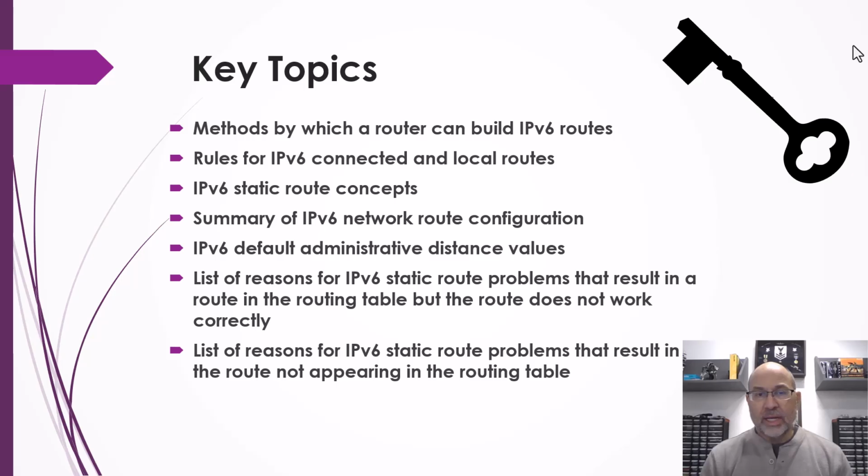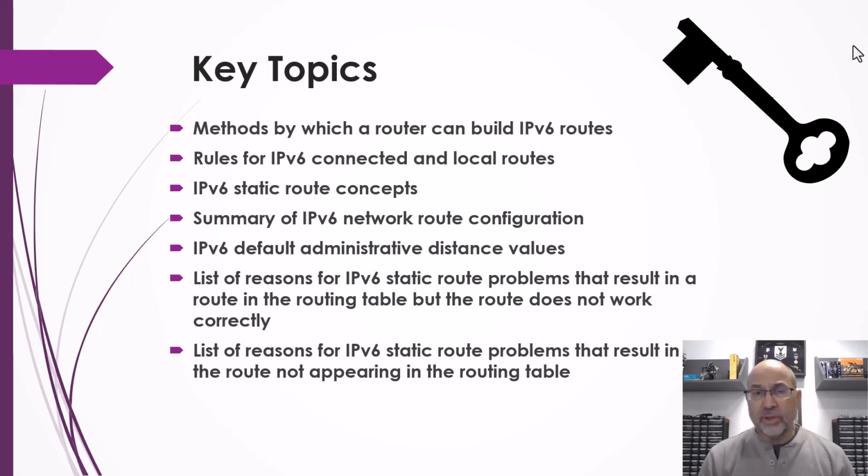Here we go. Now, our key topics in this chapter will be methods by which a router can build IPv6 routes, and mostly what we're talking about here is what does it mean to put in a static route, or the different ways that we can do that. Rules for IPv6 connected and local routes, right? When we add these to our routing table entries, they look different, right? So we'll examine those, and then we'll talk a little bit about how we process the routing table. There are a number of different kinds of static routes and a number of different ways that we can put those in there. We'll talk a little bit about those. And then our admin distances, those also appear in our routing table, so we'll make sure we look at that. There's only a couple in this chapter.